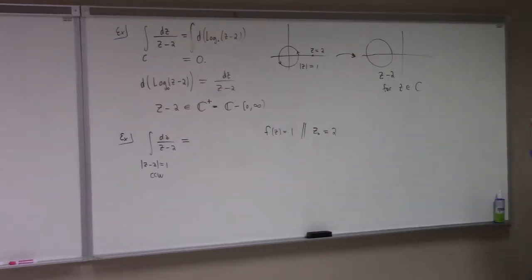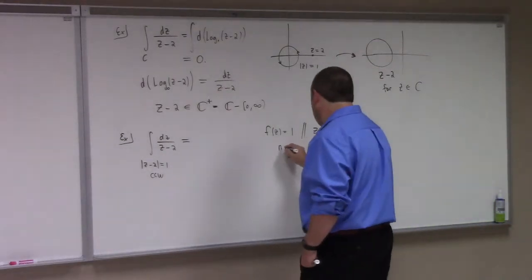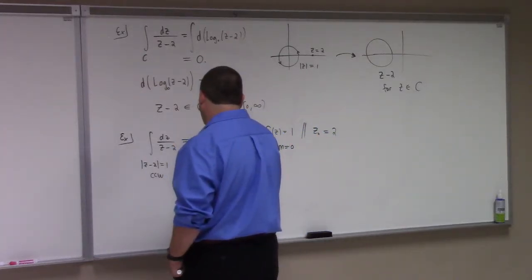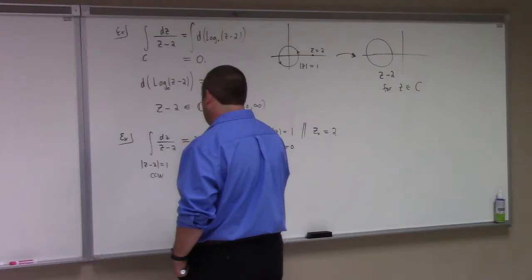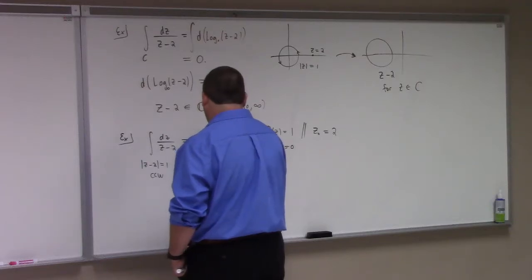Okay, so with that identification made, is the function holomorphic with continuous derivative? Yeah. So definitely we can apply Cauchy's integral formula. What's Cauchy's integral formula say? m equals 0, right? And so what we got is 2 pi i times the 0th derivative, in other words, f of 2 divided by 0 factorial.